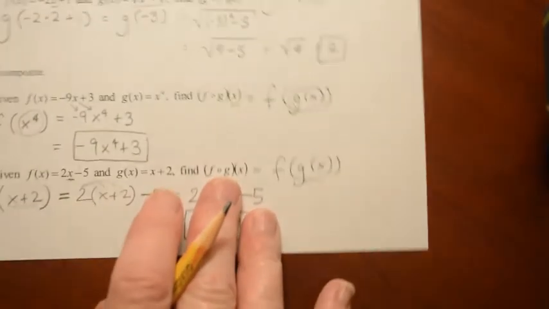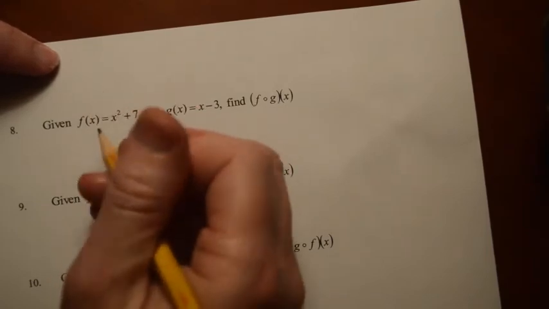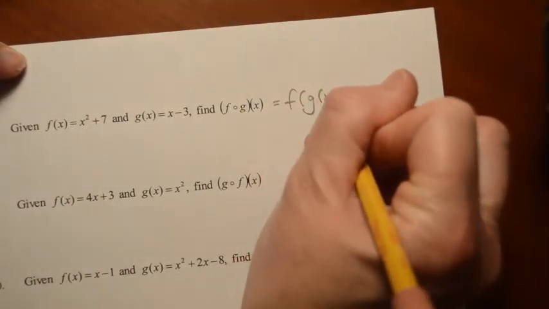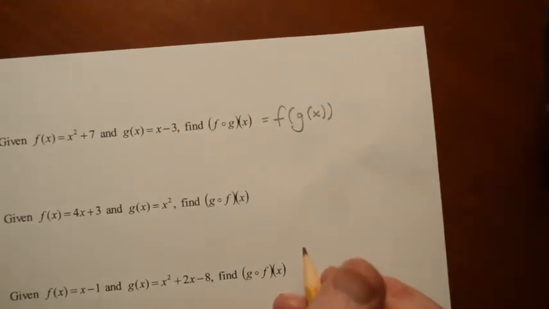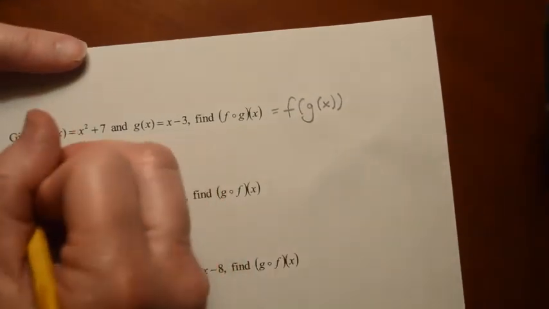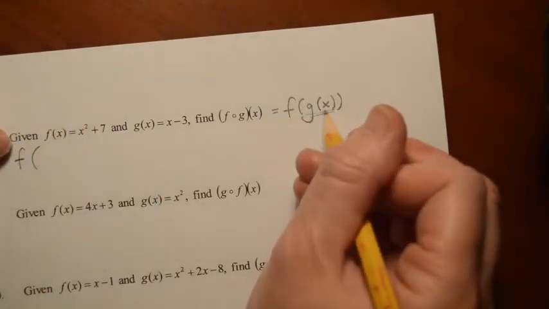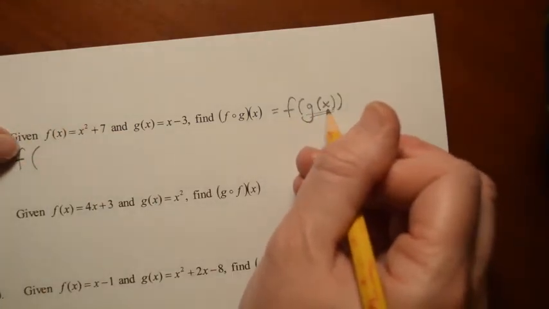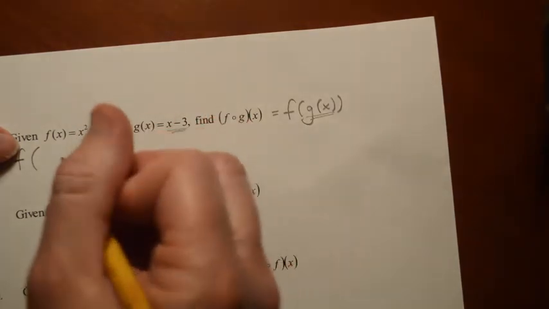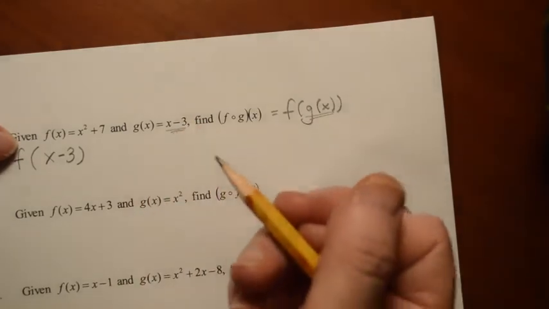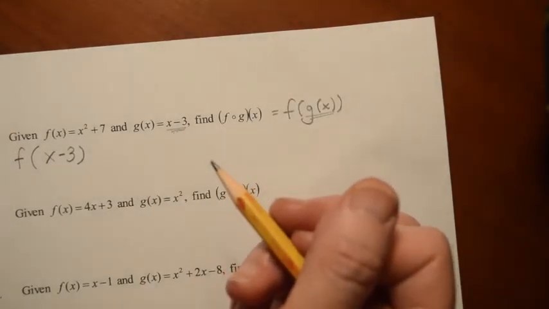All right, let's try another one. Same thing, f of g of x. So it's asking us to take f, and we're going to replace this g of x with whatever g of x actually is. So g of x is actually x minus 3. So we're going to replace that g of x with what we're told g of x is, which is x minus 3.